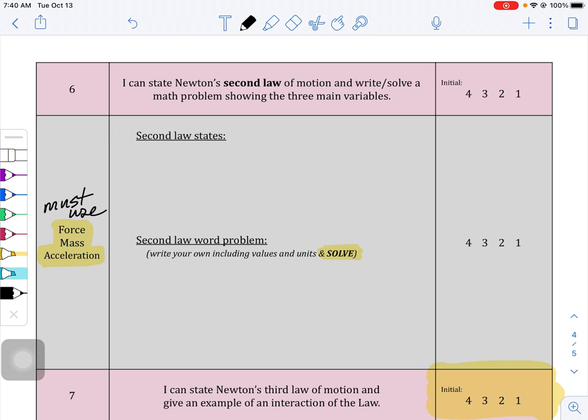So second law, we don't have a clear, nice catchphrase like we do with the first law, object in motion stays in motion. Second law is thinking about the relationship between three variables, and those variables are force, mass, and acceleration.